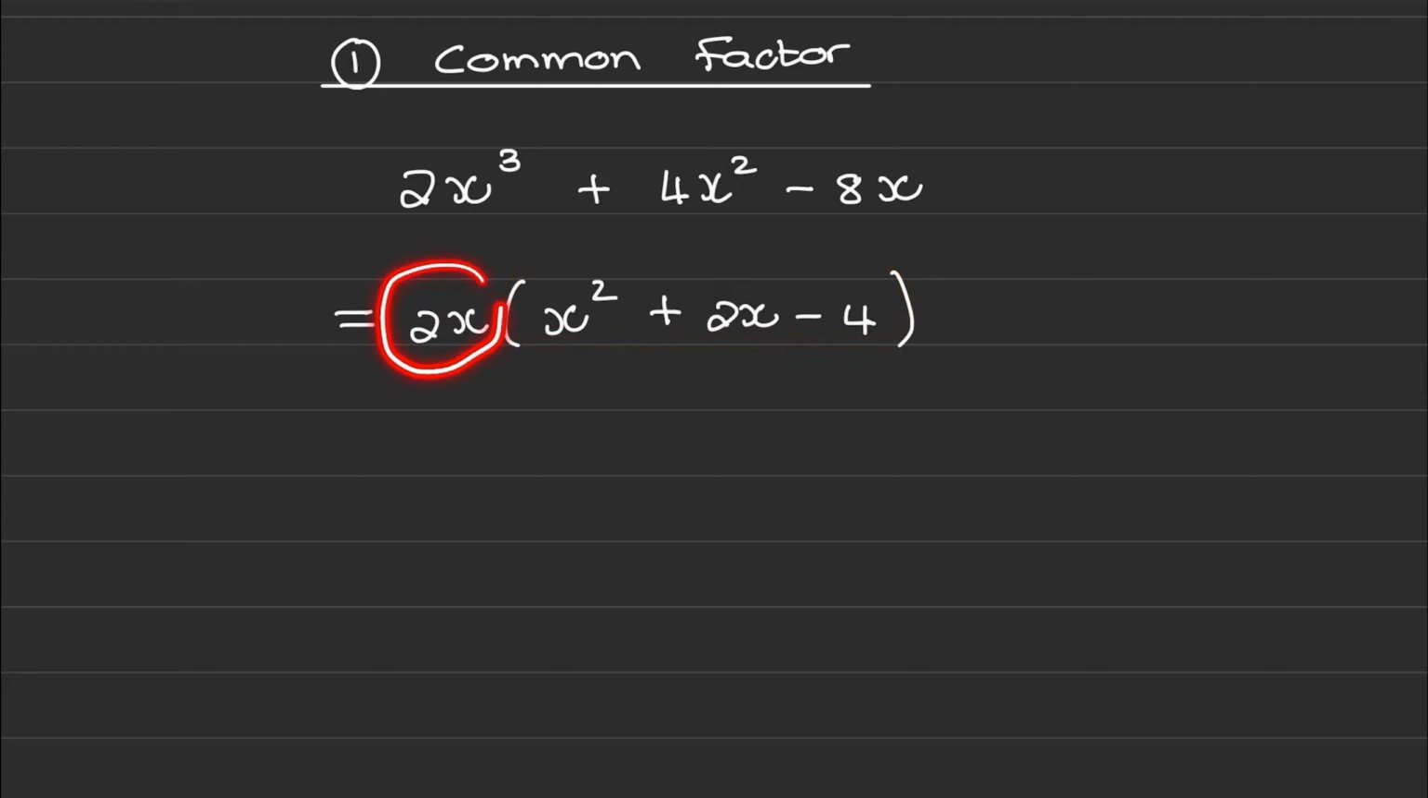So if my common factor is 2x, and I divide the first term by 2x, the answer would be x squared. If I divide the second term by 2x, the answer for that would be 2x. And if I divide the third term by a common factor of 2x, the answer would be -4. And that is how you take out a common factor.